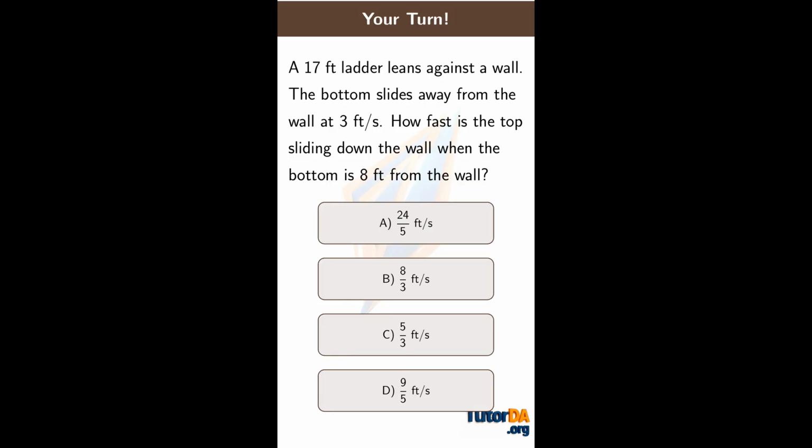Option A, 24 over 5 feet per second. Option B, 8 over 3 feet per second. Option C, 5 over 3 feet per second. Option D, 9 over 5 feet per second.